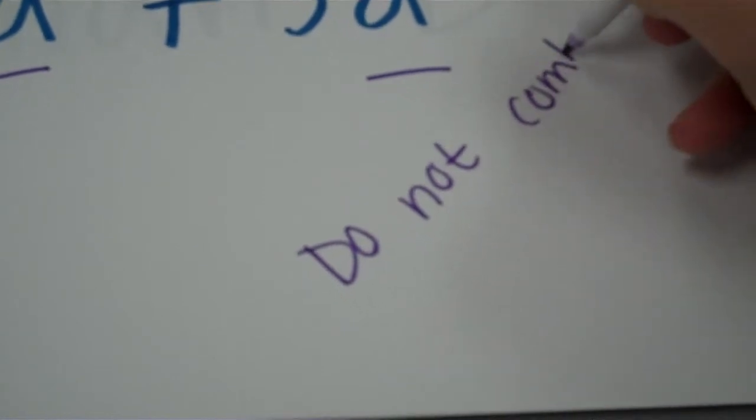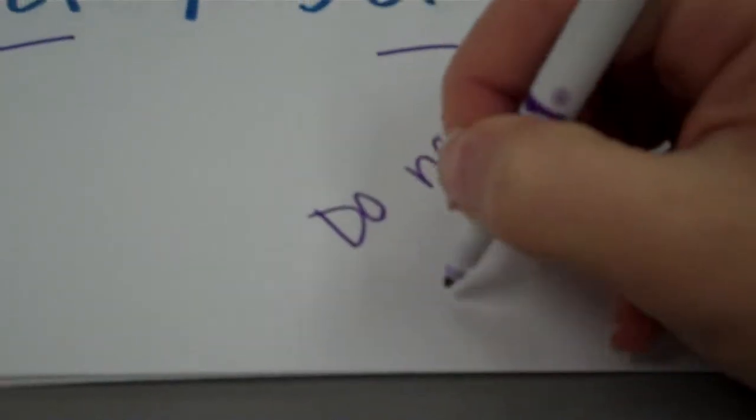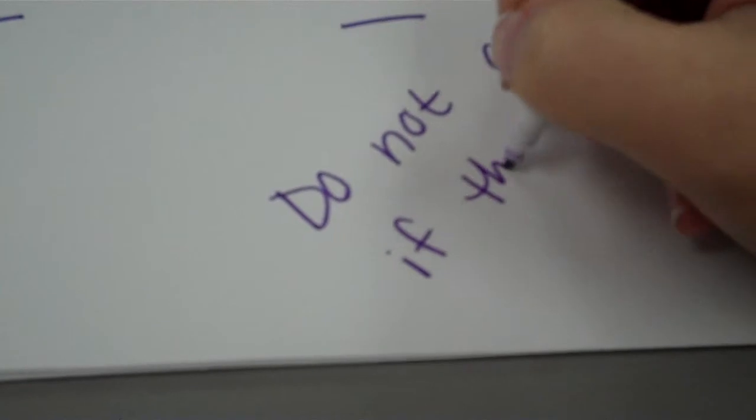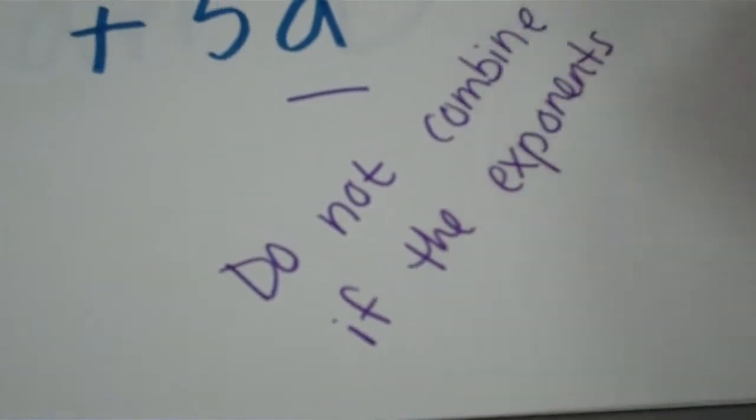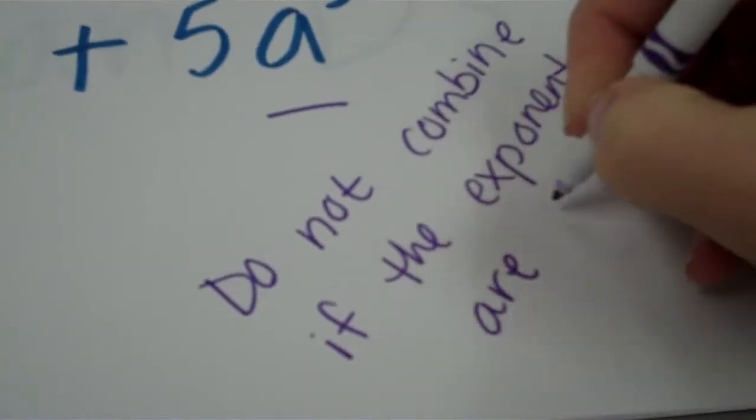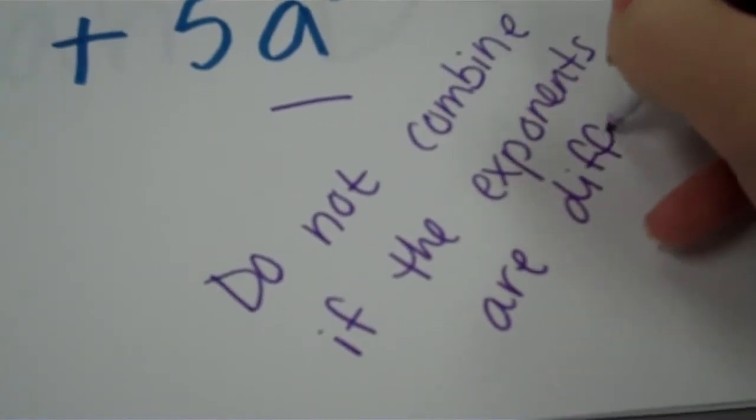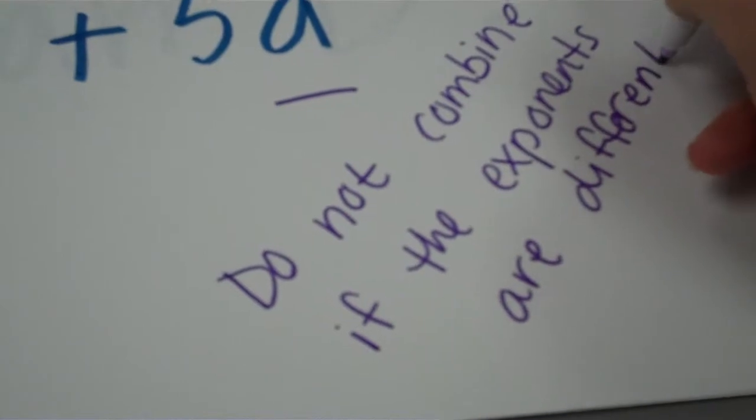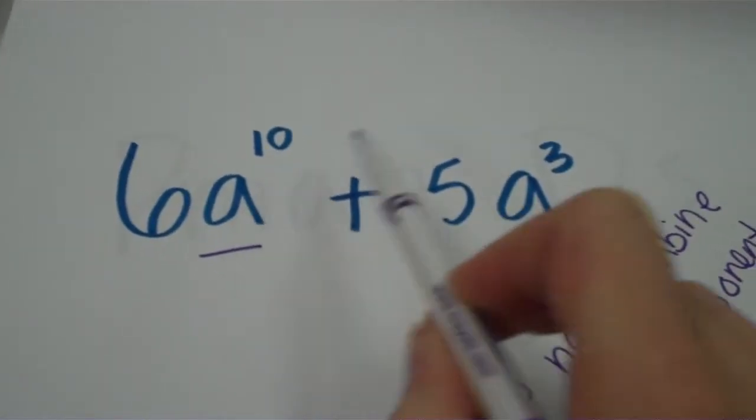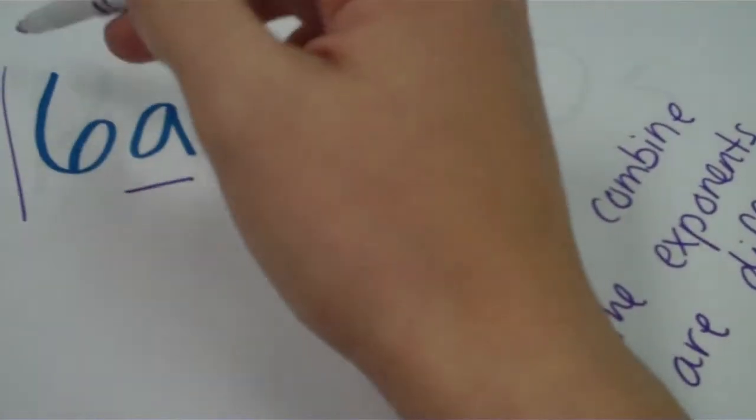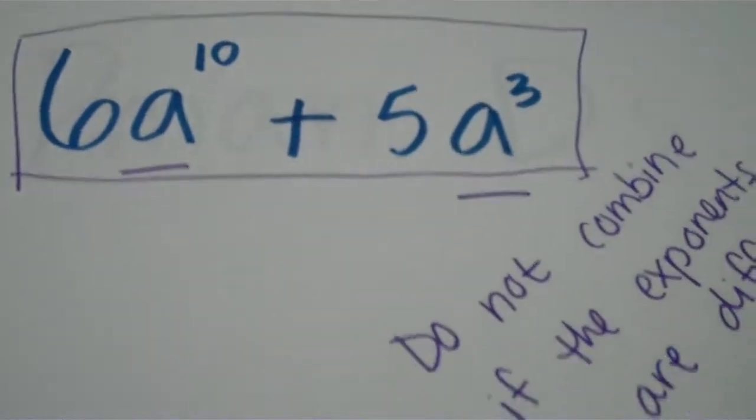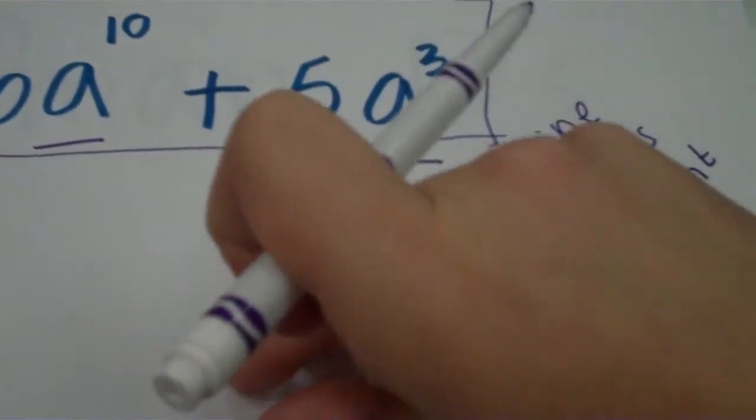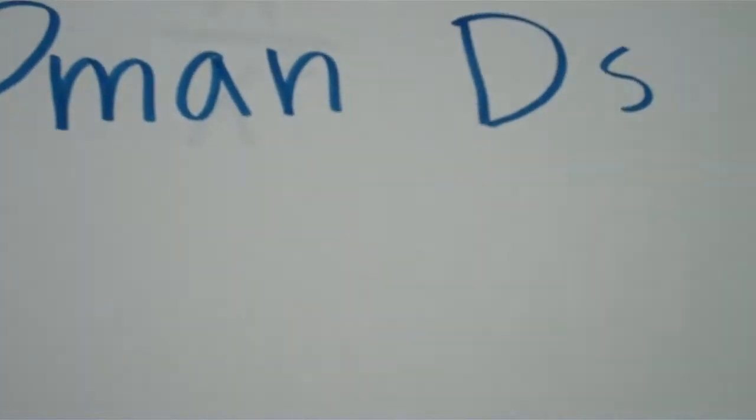and by combine I mean add or subtract, if the exponents are different. Now, you could multiply them. If you're multiplying, you could do it, but if you're adding or subtracting, you cannot combine them if those exponents are different. So this is just the answer. Sorry, guys. That's just the answer because I cannot combine anything. They're different things. Okay? Last rule, and this one's actually probably the easiest one.